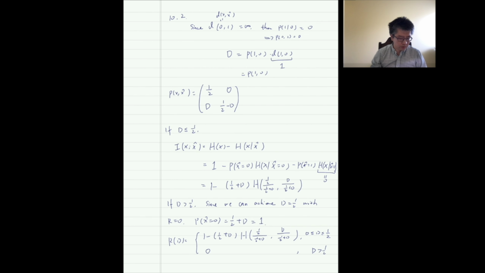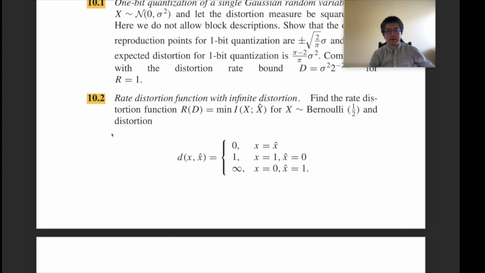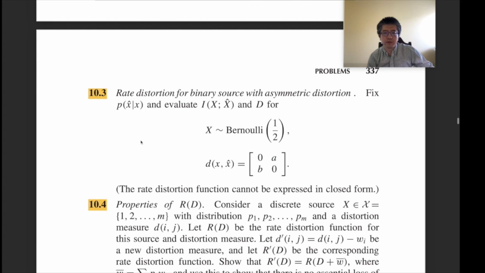Okay, and that will be the result of the second problem. So now let's take a look at the next problem. The next problem is rate distortion for a binary source with asymmetric distortion like this. In class, we covered the case of the symmetric distribution, but here it is for the asymmetric distribution. The goal here is to compute the rate distortion function.